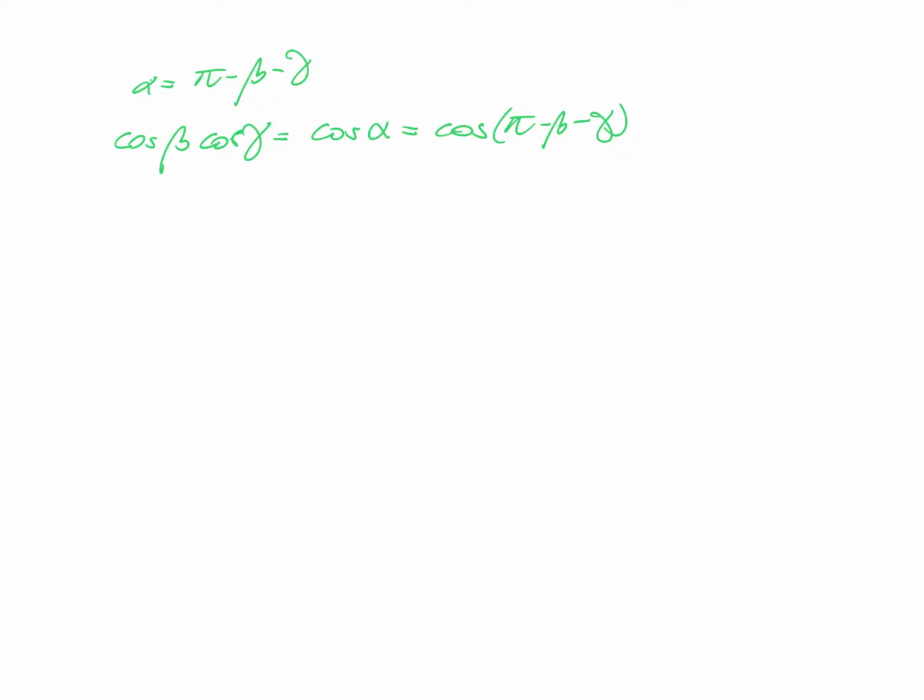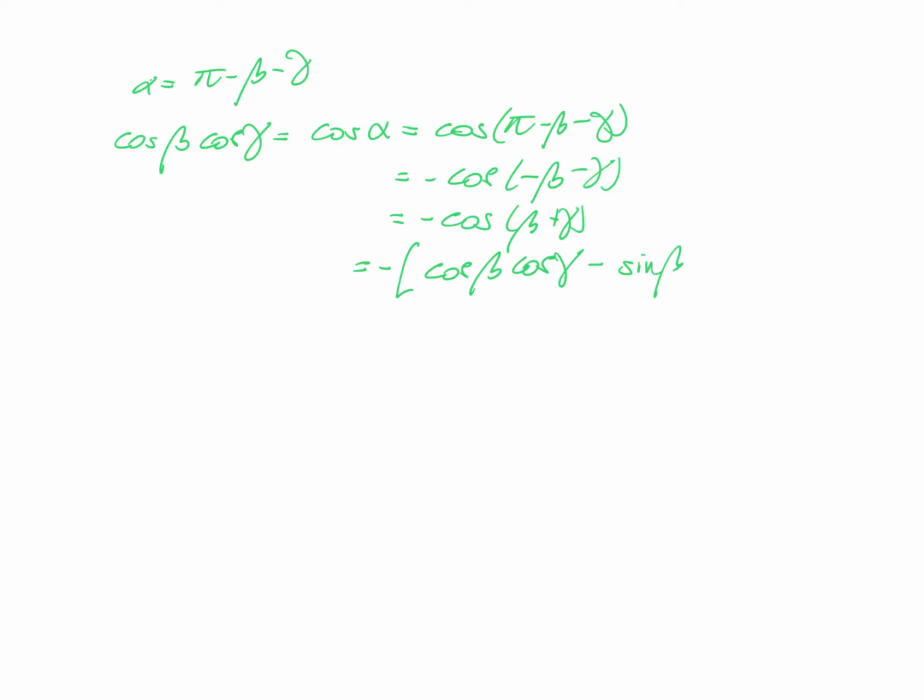So cosine of pi minus some angle is minus the cosine of the angle. So this is minus cosine of minus beta minus gamma. Then you also know that a cosine of a negative angle is the same as the cosine of the angle. So this is minus cosine of beta plus gamma. And then we just apply the formula. So cosine of beta plus gamma is cosine beta times cosine of gamma minus sine of beta times sine of gamma. Or when we take in the minus sign, this is sine of beta sine of gamma minus cosine beta cosine gamma.